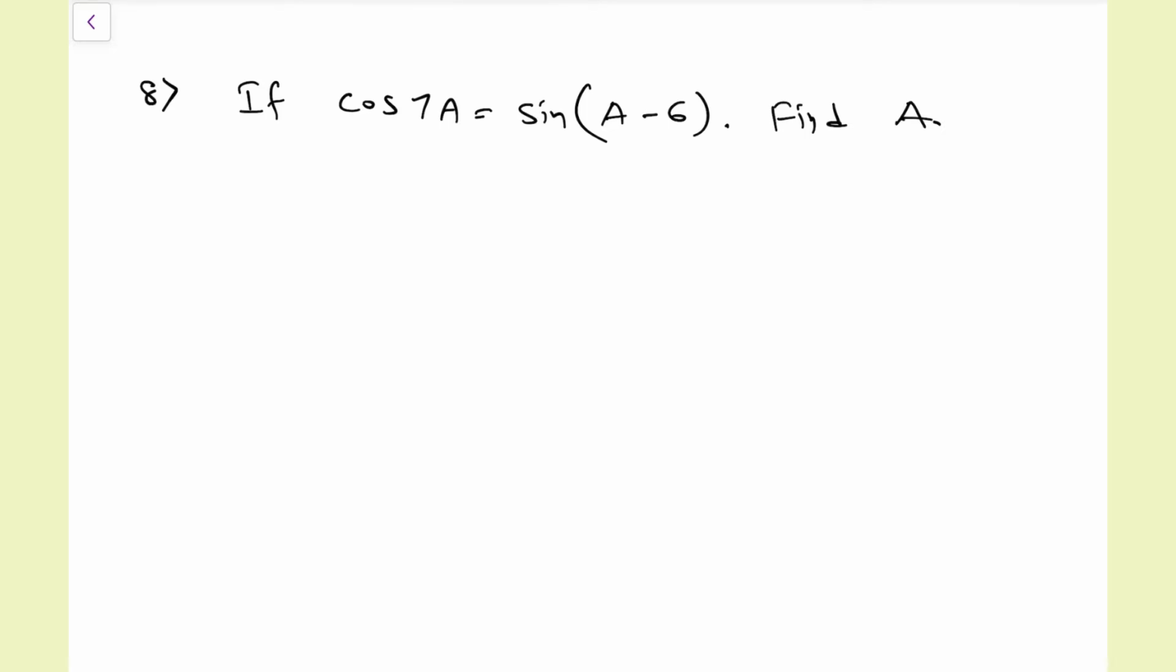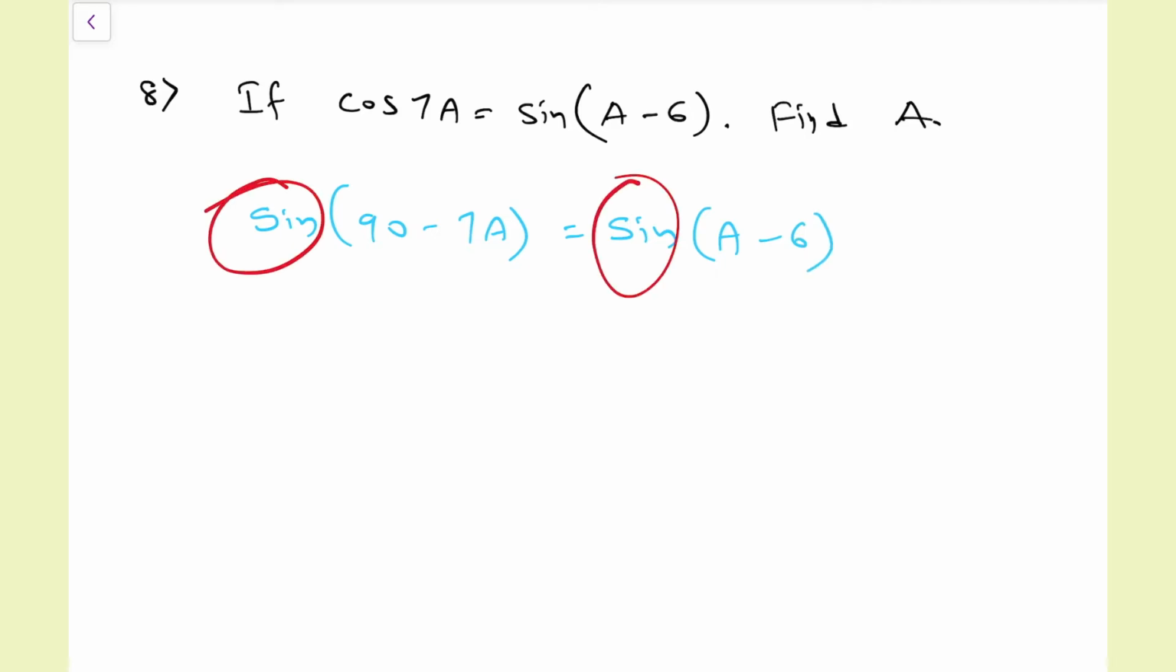Cos 7A equals sin of A minus 6. To compare this angle to this angle, definitely the left side as well as the right side trigonometric ratio should be the same. Left side we have cos, right side we have sin. Both are completely different from each other. So our first thing is making both the same. Cos 7A, I will write as sin of 90 minus 7A, because sin of 90 minus theta is cos theta, and the right side I am writing as it is. So now if we check, left side we have sin, right side also we have sin. So both trigonometric ratios are the same. Then we can compare the angles.